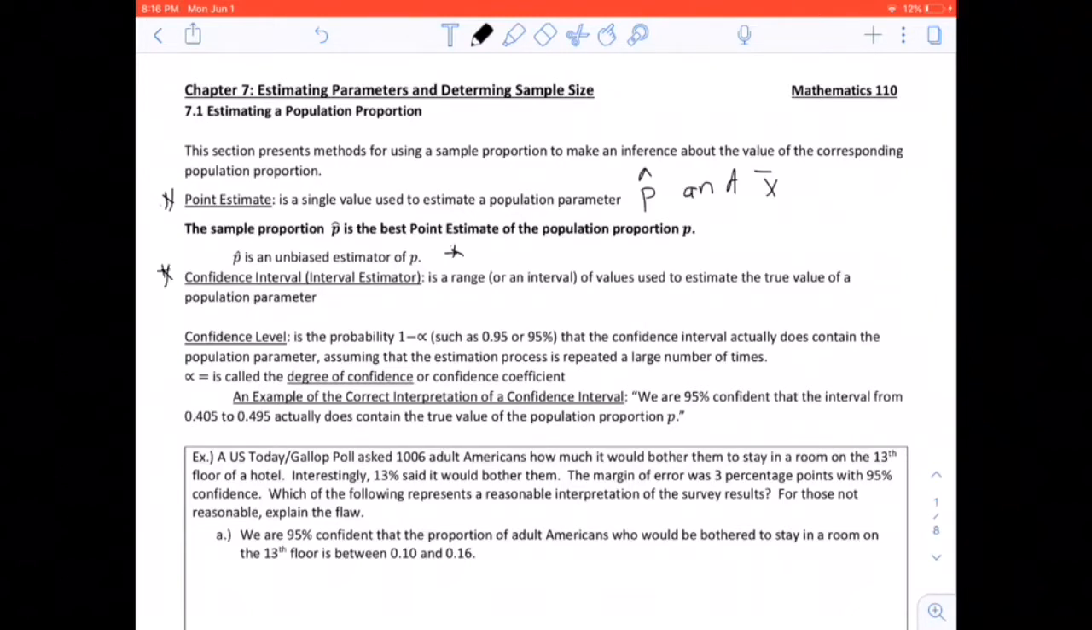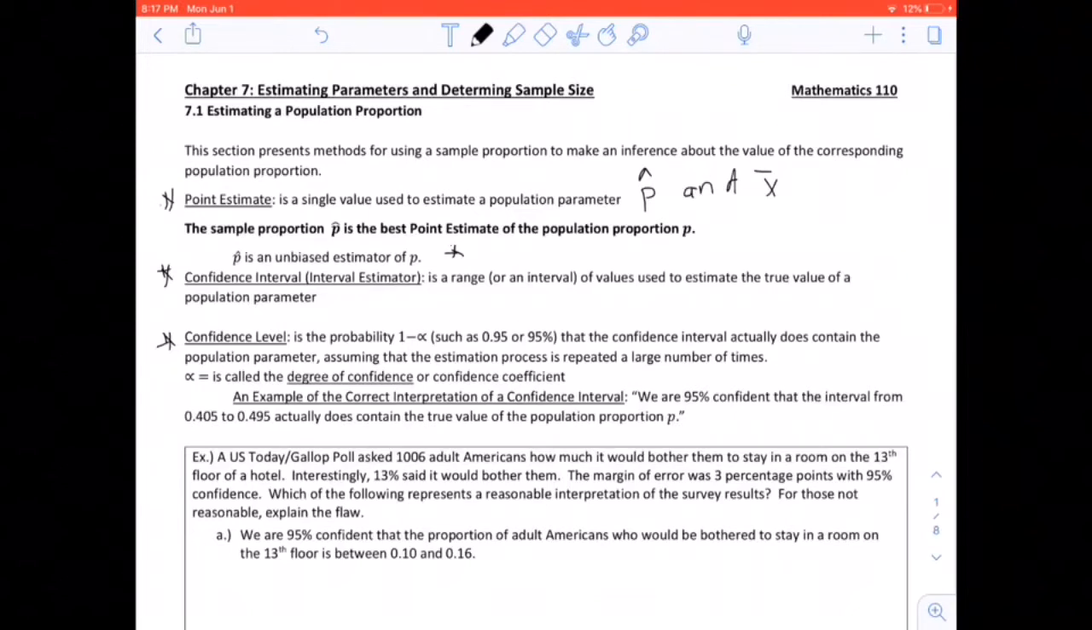The next definition we have is confidence intervals. A confidence interval, or an interval estimator, is a range or an interval of values used to estimate the true value of a population parameter. We have what's called a confidence level. It is the probability, we call it 1 minus alpha, this is going to be something like 0.95 or 95%, that the confidence interval actually does contain the population parameter, assuming that the estimation process is repeated a large number of times. 1 minus alpha is called the degree of confidence, or our confidence coefficient.